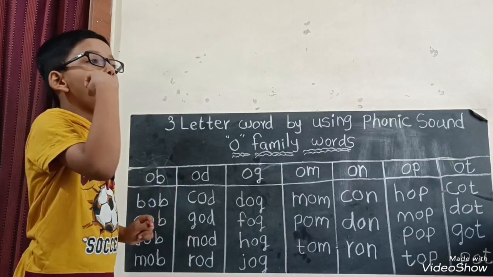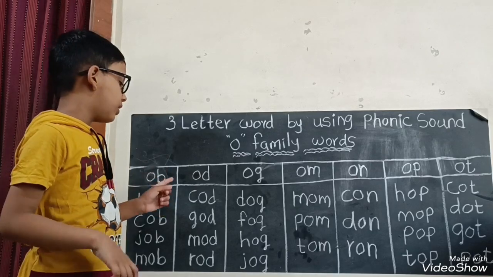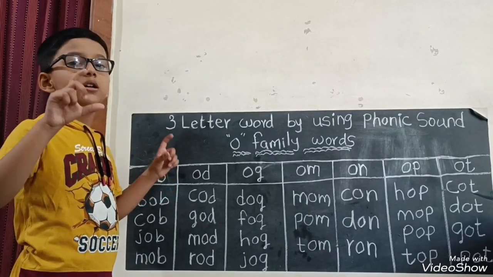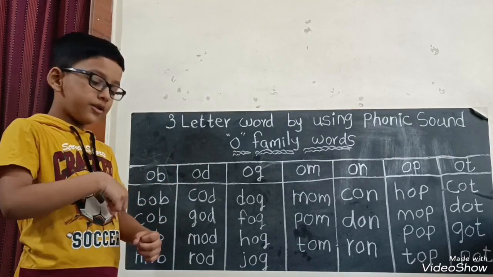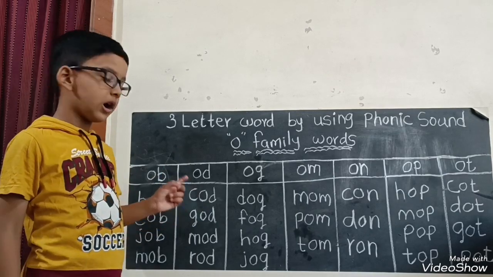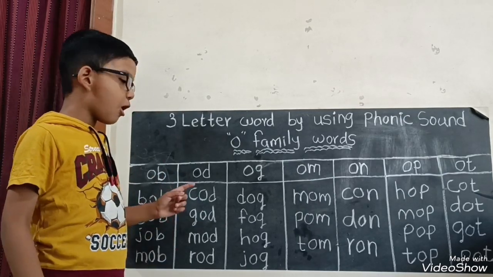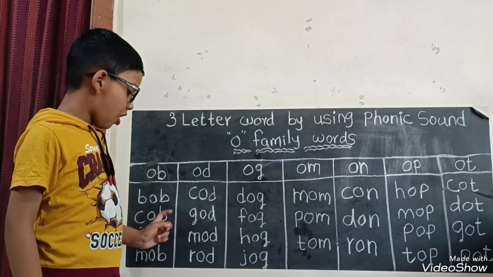Now, OD ending words. Sound of O. O. Sound of D. D. Od. Like the sound of C. Cod. Sound of G. God. Sound of M. Mod. Sound of R. Rod.